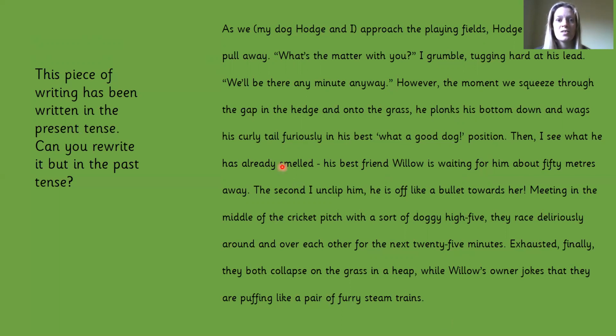I can see, because as I read it, it says as we, my dog Hodge, and I approach the playing fields. First of all, I've got this word approach. Now I can tell that's not in the past, because in the past tense it would be approached, ed on the end. Hodge is straining to pull away. Now remember, is is present, isn't it? So if I wanted to put that in the past, I would put was. What's the matter with you? I grumble. Remember, that's my verb, grumble. So I'd be changing that to grumbled. So it would be ed, okay?